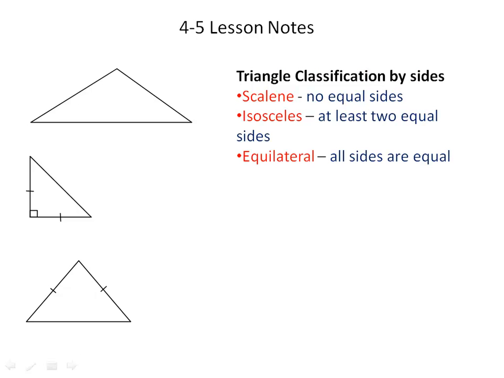A scalene triangle has no equal sides. They're all different lengths, all three. An isosceles triangle has at least two equal sides. An equilateral triangle has all sides equal.